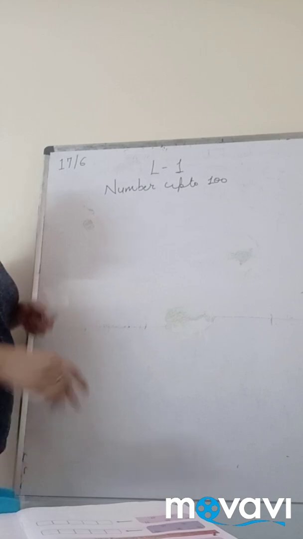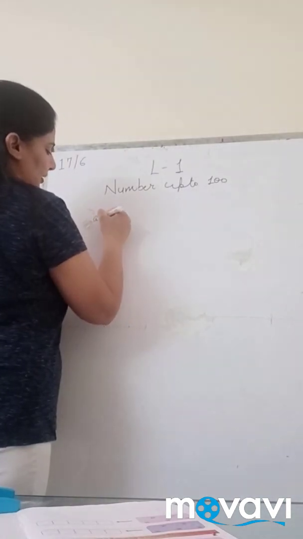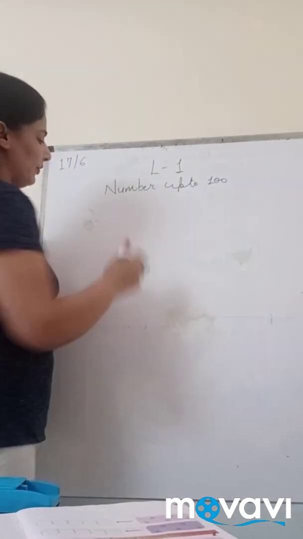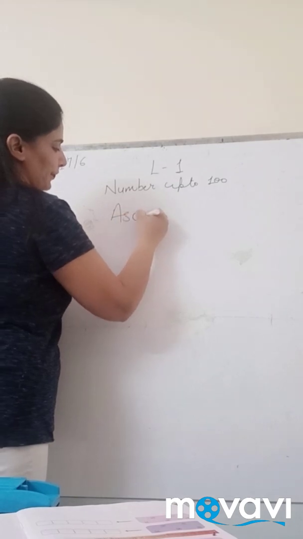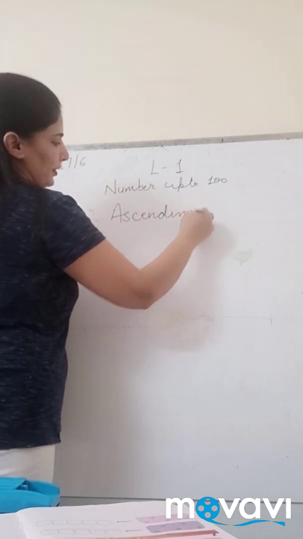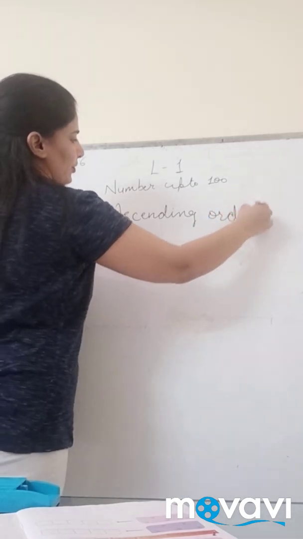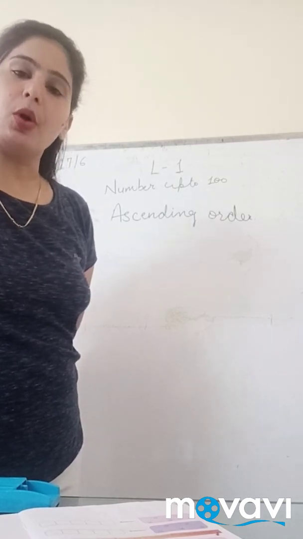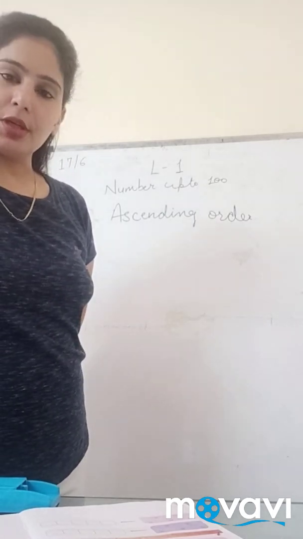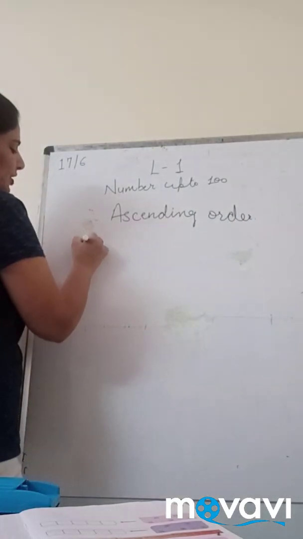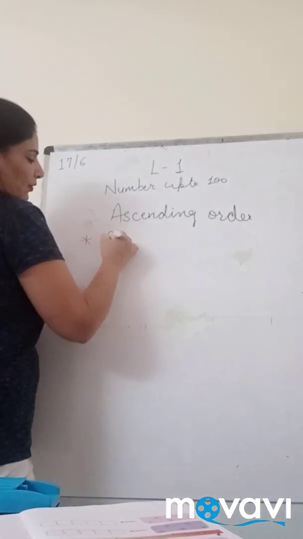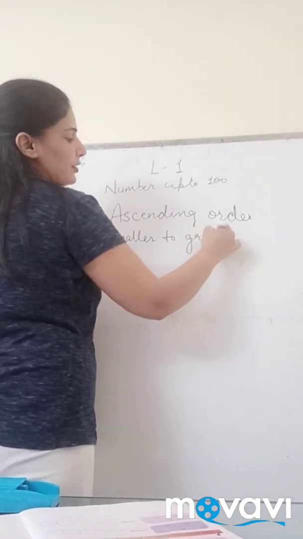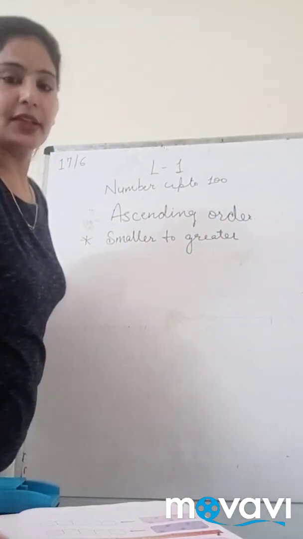Now we are going to do ascending order first. Students, in ascending order we always arrange the numbers from smaller to greater. What is the condition? We have to arrange the numbers from smaller to greater. हम छोटे नंबर से बड़े नंबर की तरफ जाते हैं.